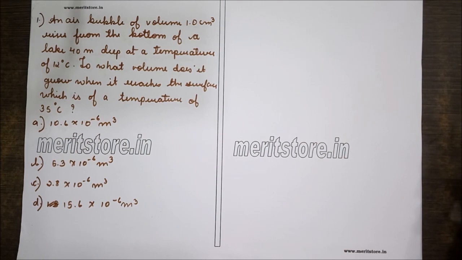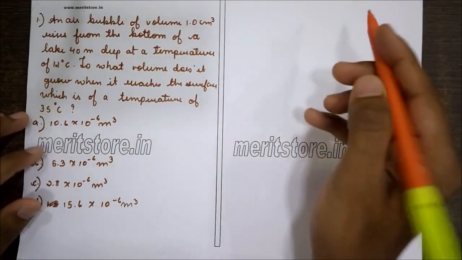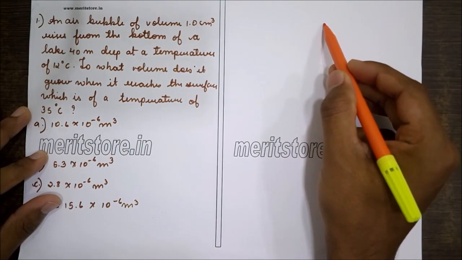The options given are 10.6 into 10 raised to minus 6 meter cube, 5.3 into 10 raised to minus 6 meter cube, 2.8 into 10 raised to minus 6 meter cube, and 15.6 into 10 raised to minus 6 meter cube. Now, let's look at this situation here.